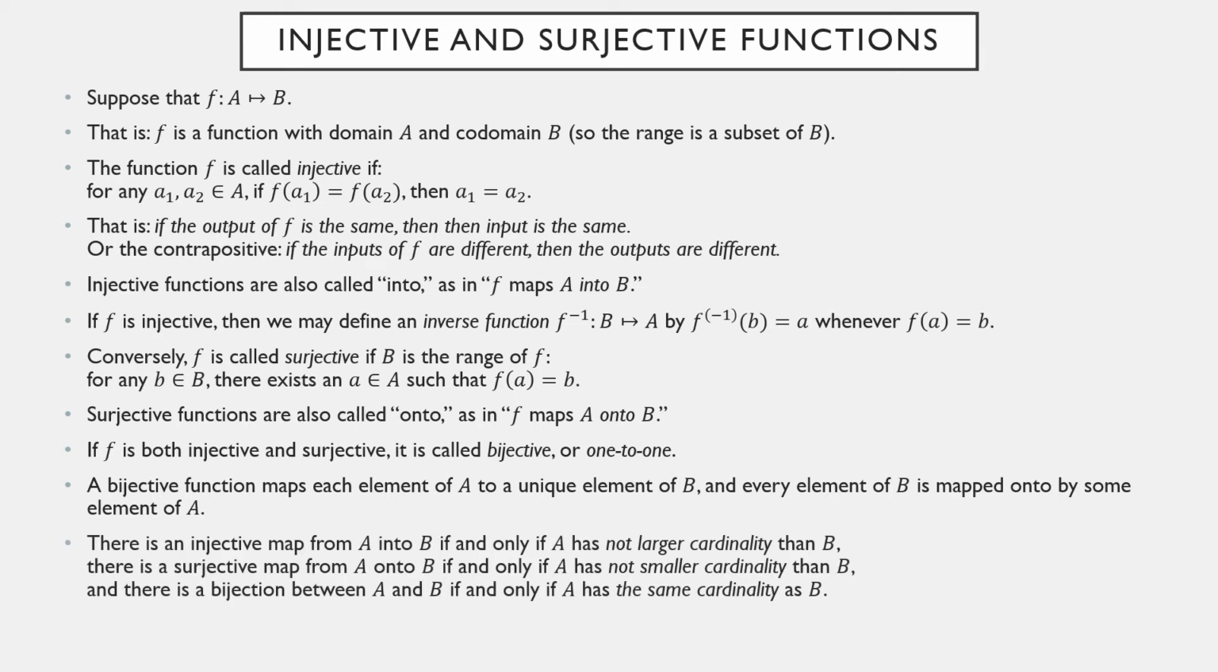There's an injective map from A into B if and only if the cardinality of A is not larger than the cardinality of B. There's a surjective map if and only if the cardinality of A is not smaller than the cardinality of B, and there's a bijection when they have the same cardinality. Cardinality is a set theory term describing how big sets are, and the definition is really in terms of injective and bijective functions.